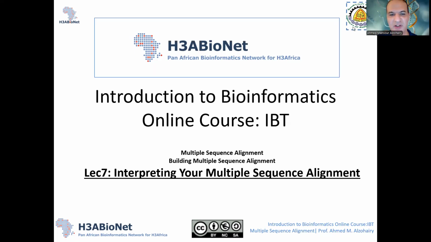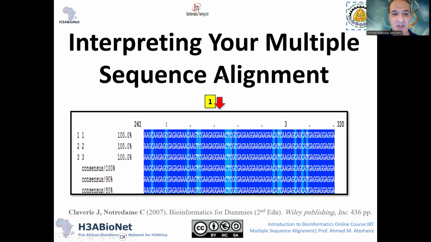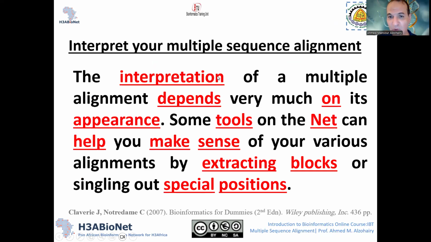Now we'll continue in lecture number 7, and this is one of the most important lectures in this module. It's how to interpret your multiple sequence alignment, and this is very important to understand and to know how to do. Simply, the interpretation of your multiple sequence alignment depends on its appearance. So you have to look first at the appearance of your multiple sequence alignment, then you can depend on it to interpret your result.